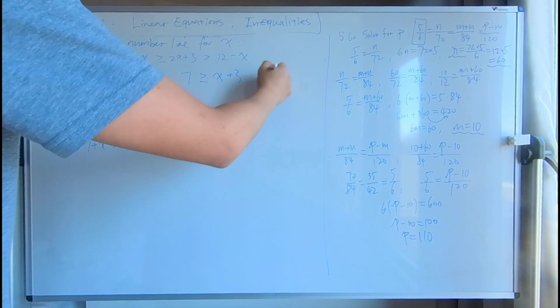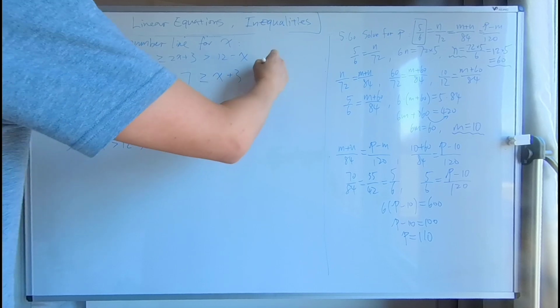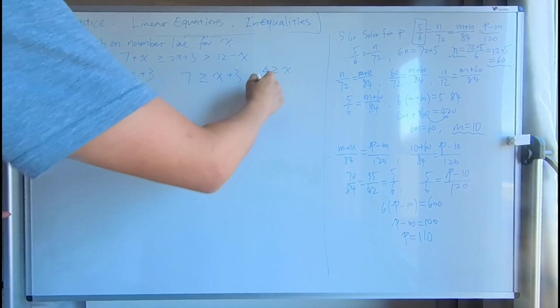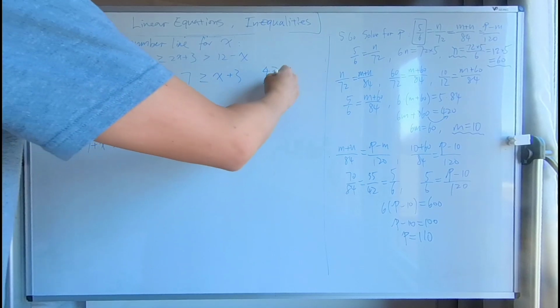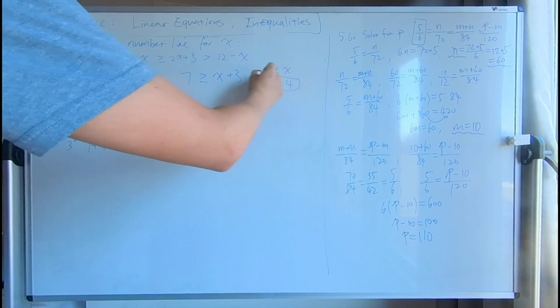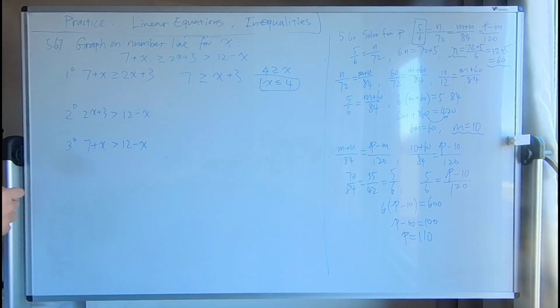I will get x, so 4 greater equal to x, and usually we want to write the unknown on the left hand side, then this is equivalent to x less than or equal to 4. So that's the first, let me circle this. This is from the first inequality.